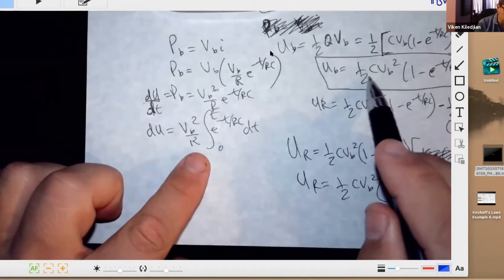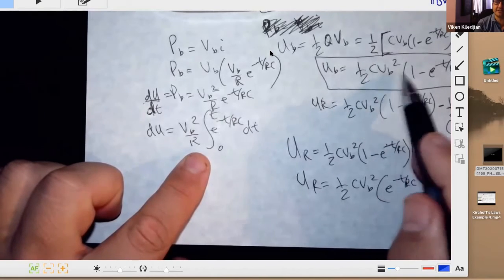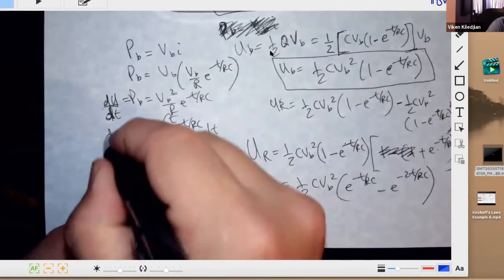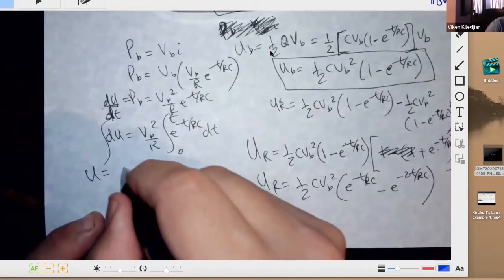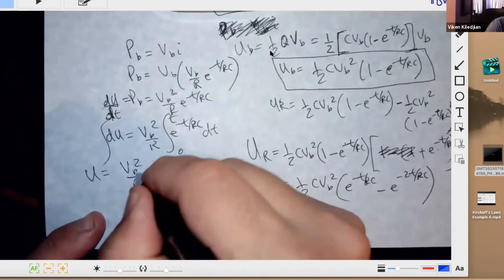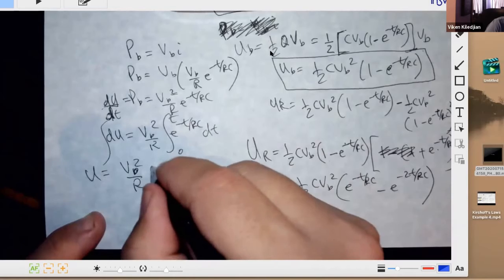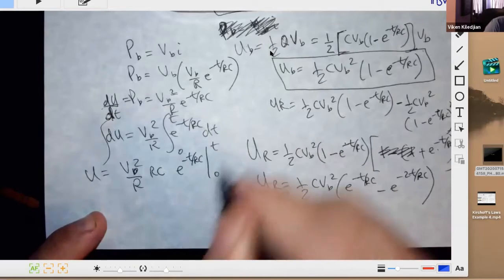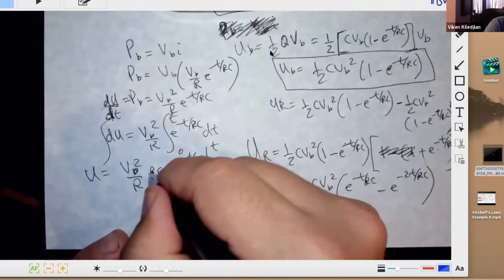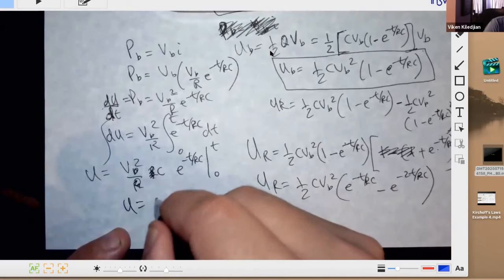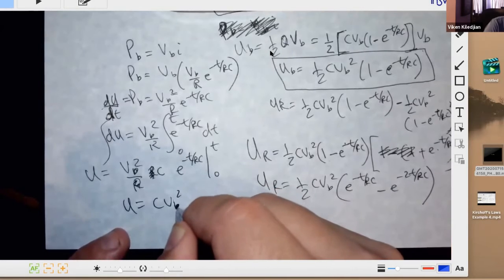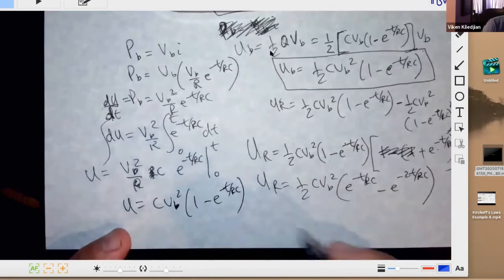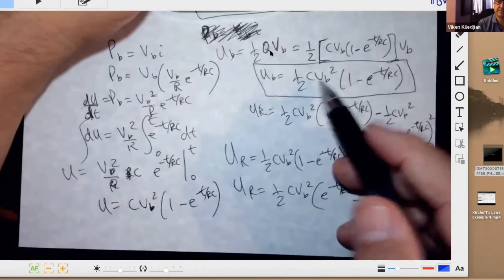And then when you do this, you don't get the half. You get the CVB squared without the half. That's weird. So U is equal to VB squared over R, and this is going to be RC e to the minus t over RC, from 0 to t. R and R cancel. Oh yeah, CVB squared times 1 minus e to the minus t over RC. Oh yeah, exactly. No half.